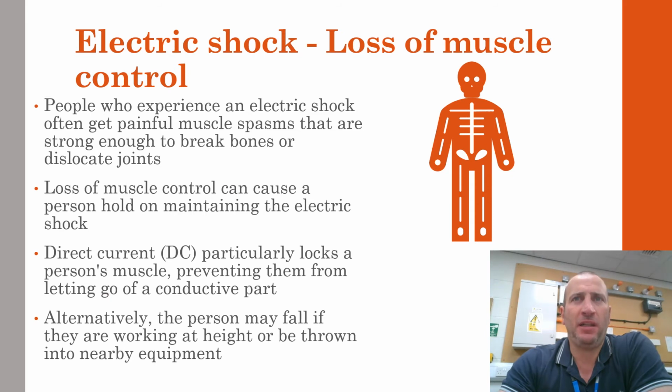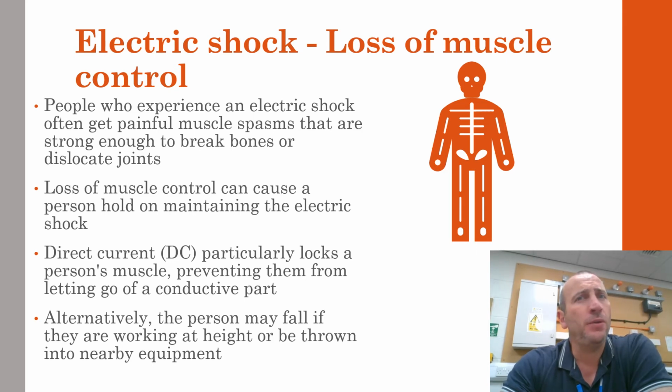People who experience an electric shock often get painful muscle spasms. These spasms cause loss of muscle control and can even be strong enough to break bones and dislocate joints. The loss of muscle control can also cause a person to tense up and hold on to the live part, maintaining that electric shock. Direct current particularly locks a person's muscle, preventing them from letting go of the conductive part.